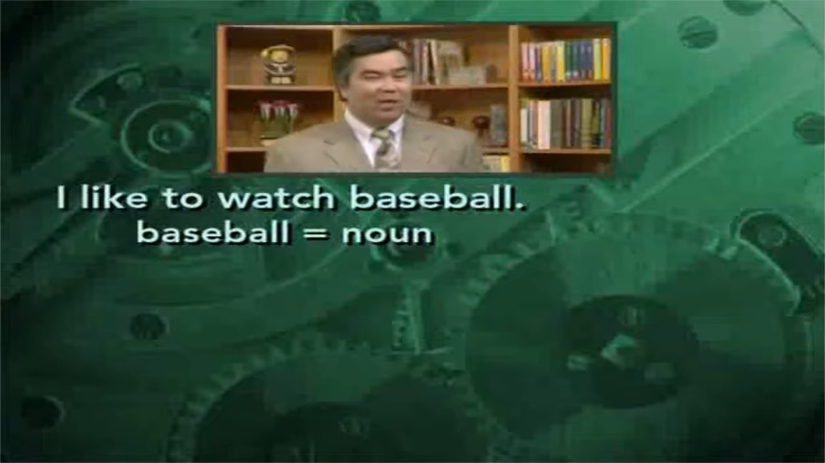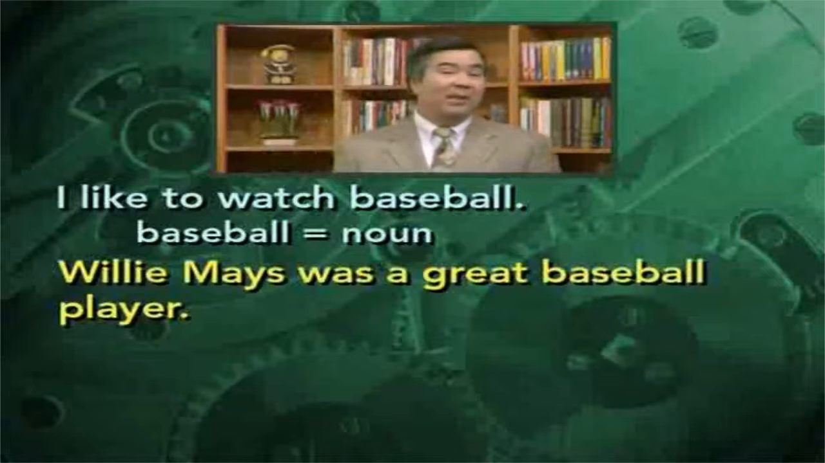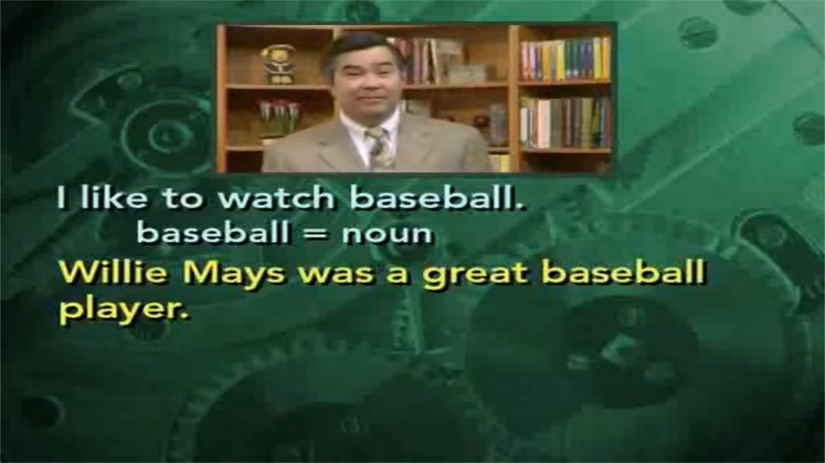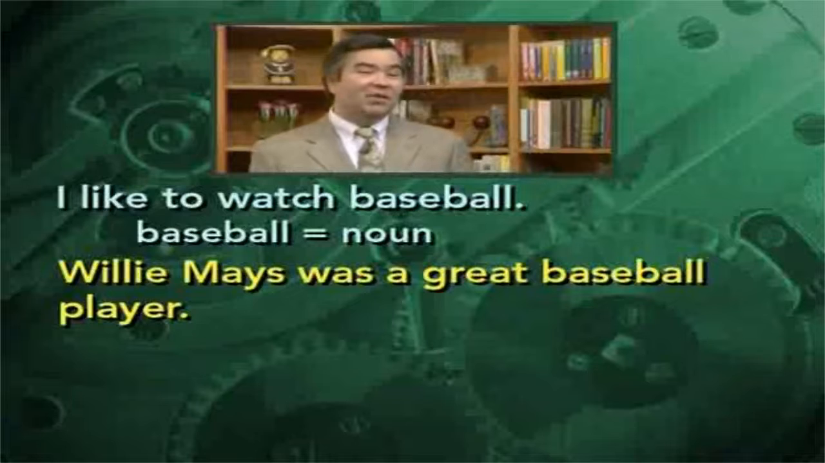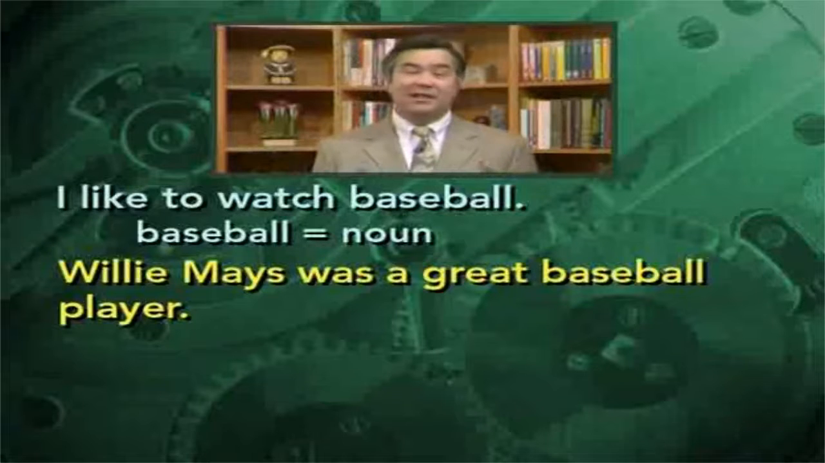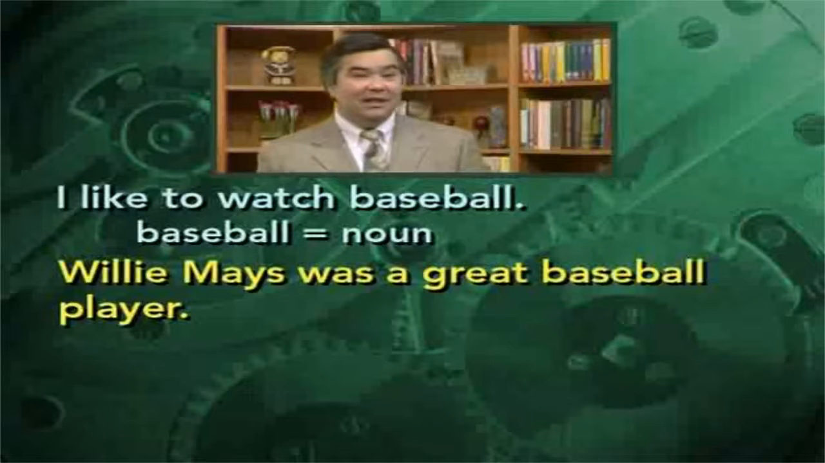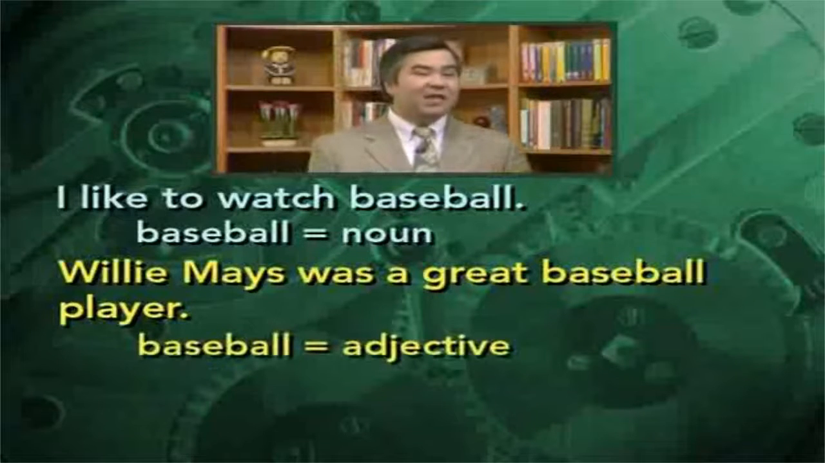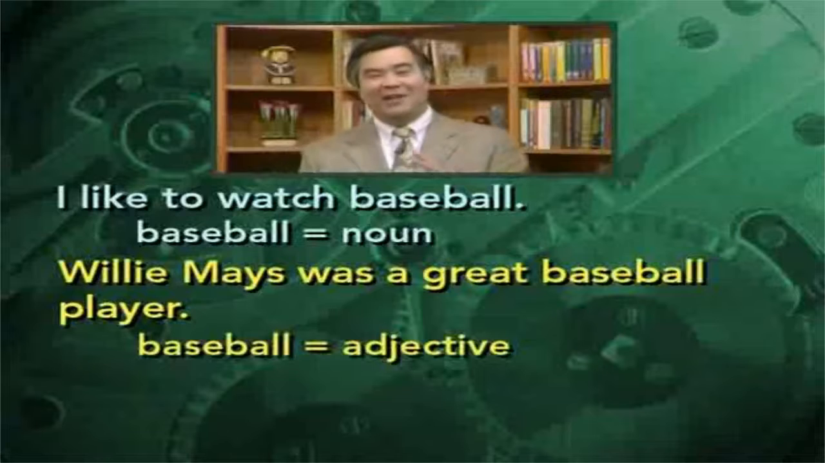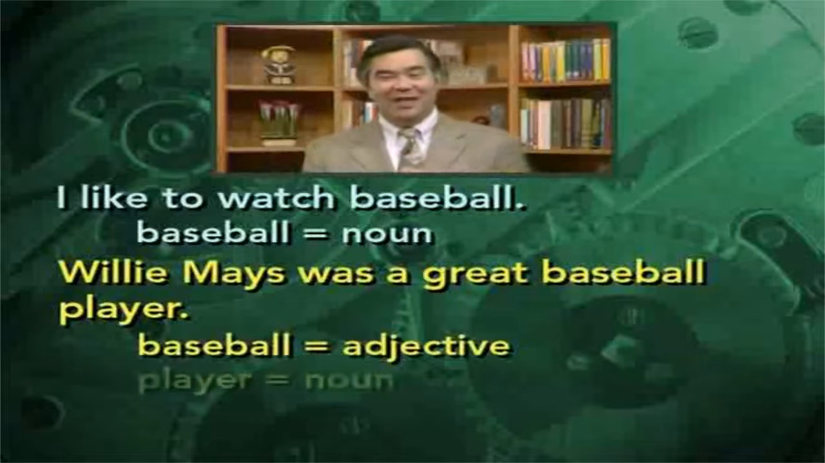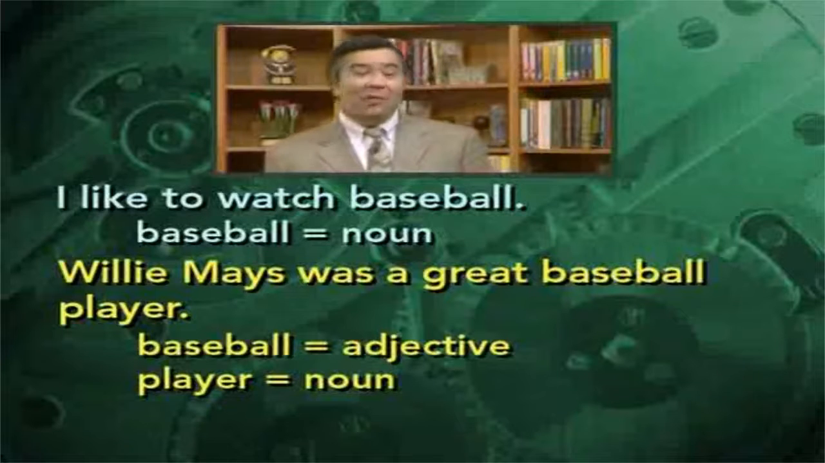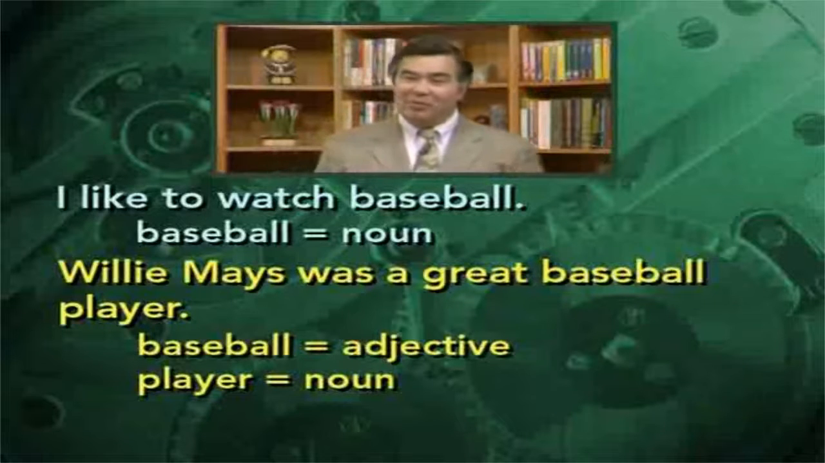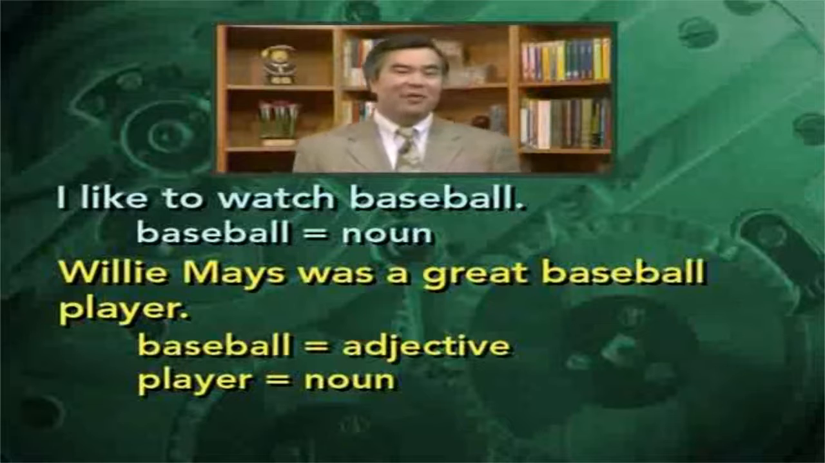However, now look at the same word baseball in this sentence. Willie Mays was a great baseball player. How is the word baseball being used in this sentence? Well, in this case, the word baseball is not being used as a noun. It's not describing a thing that I like to watch or that Willie Mays did. Instead, it's being used as an adjective to give more information about a noun that appears elsewhere in the sentence. The noun is player. Willie Mays was a player. What kind of player was he? Well, there are actually two adjectives here that give more information about what kind of player Willie Mays was.